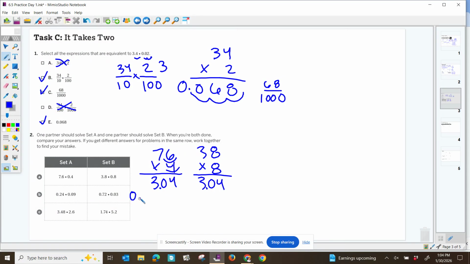This one I got 0.0216. And that last one I got 9.048. 9 and 48 thousandths.